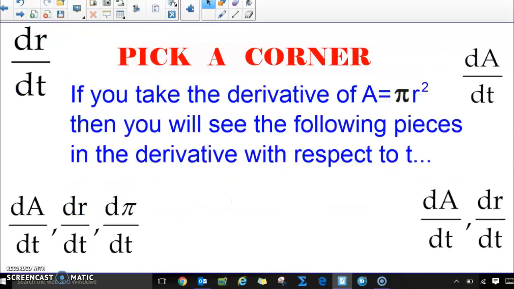How about this question? Again, now would be a good time to pause the video. Since pi is a constant, we would not expect to see d(pi)/dt in an answer, but we would expect to see dA/dt and dr/dt.